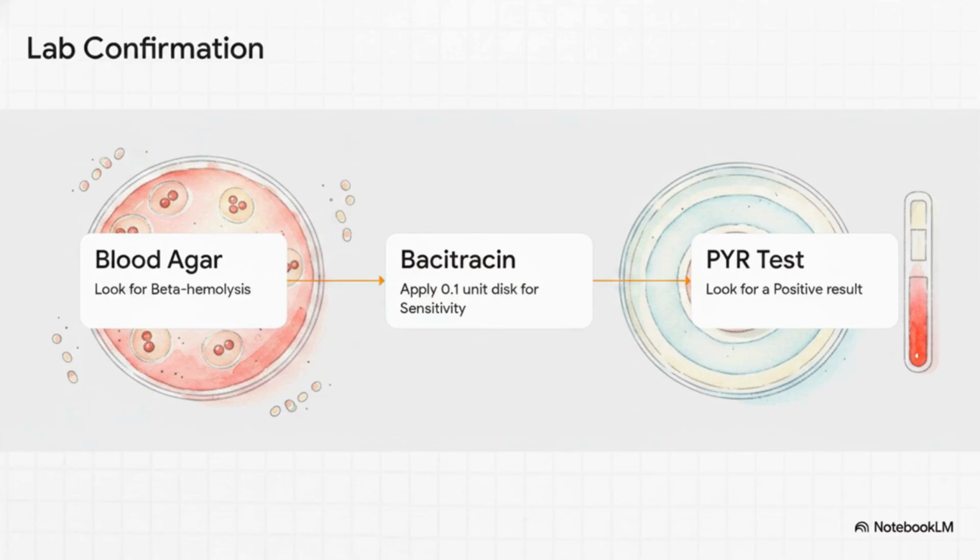First up, you plate your swab on sheep blood agar. You are looking for beta hemolysis, which is the complete, clear halo around the colonies where the red blood cells are destroyed. Next, you apply a 0.1 unit bacitracin disc directly to the agar. Group A strep is distinctively sensitive to bacitracin, meaning its growth gets totally halted. Finally, you run a PYR test, which will give you a positive result. That specific combination of being beta hemolytic, bacitracin sensitive, and PYR positive is your definitive laboratory confirmation.